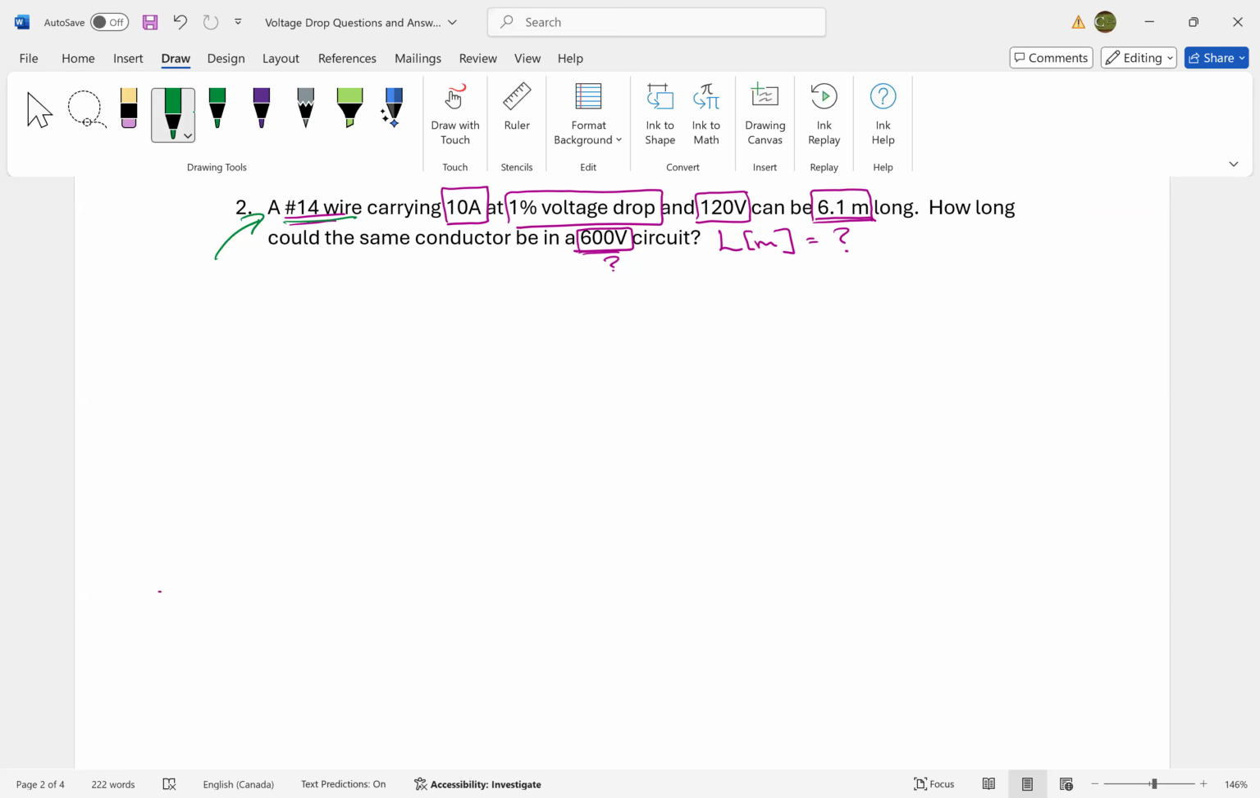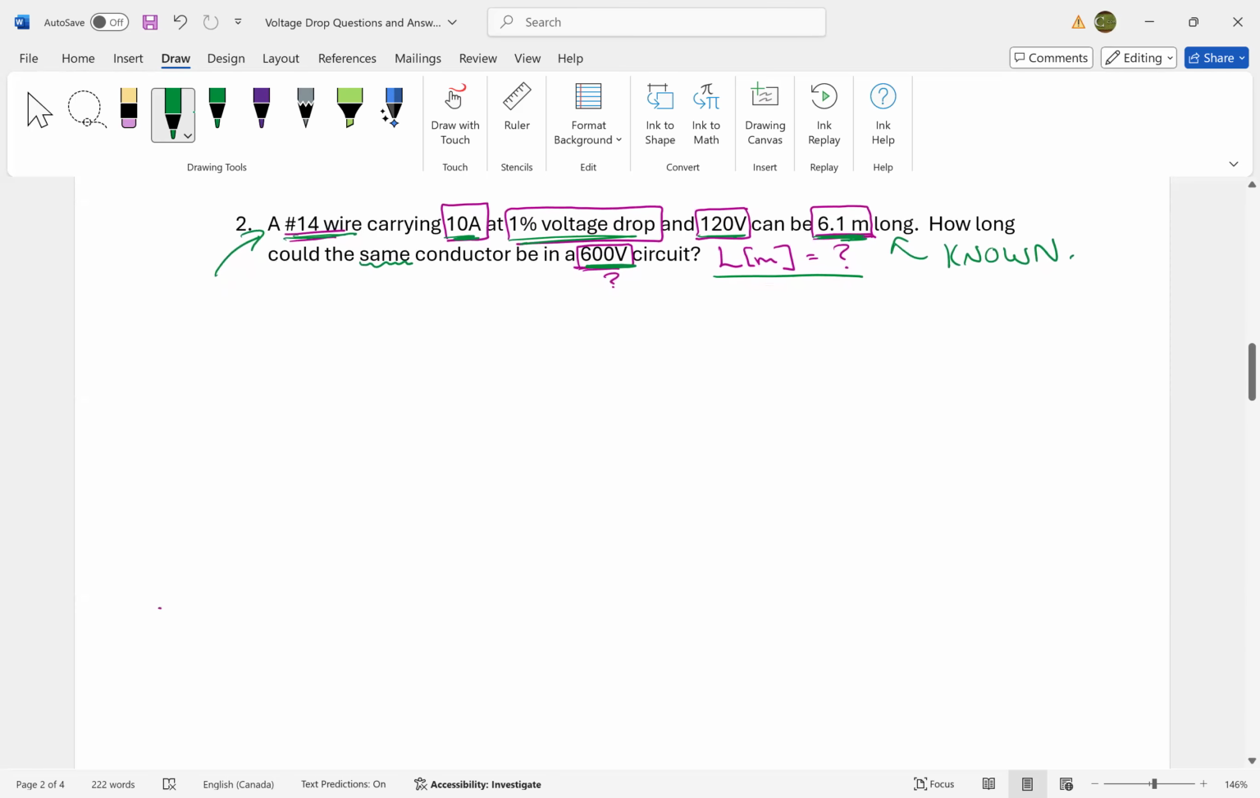Here we're saying if a number 14 wire carrying 10 amps at 1% voltage drop and 120 volts can be 6.1 meters long, so this is known, then use that information to figure out how long could the same conductor be in a 600 volt circuit. So I'm looking for the length in meters of this conductor. So I know about this other conductor. How long can the same conductor be in a 600 volt circuit? Well, what I would do is I would look at this known conductor first.